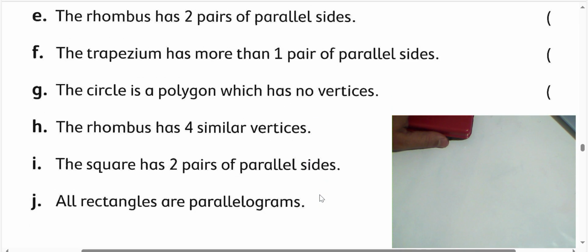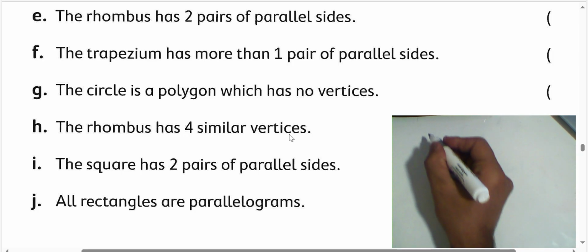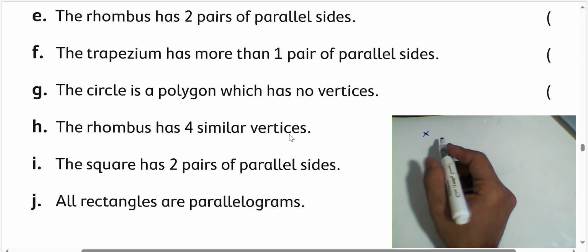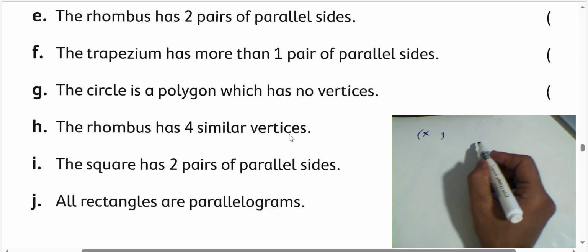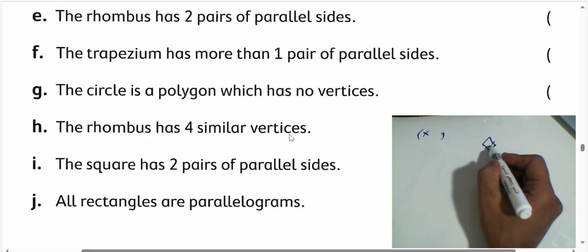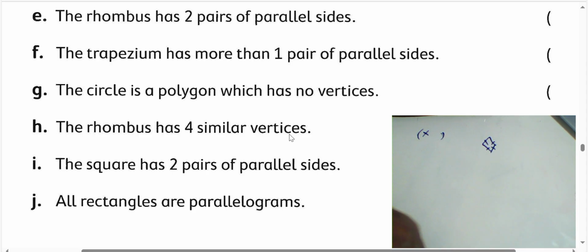Question letter H. The rhombus has four similar vertices or not? No. False. Why? Because the rhombus has four sides of equal length. Each two adjacent sides are equal in length. The square has two pairs of parallel sides. Yes. Excellent. True.